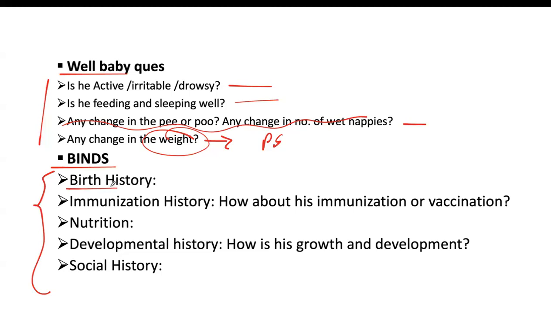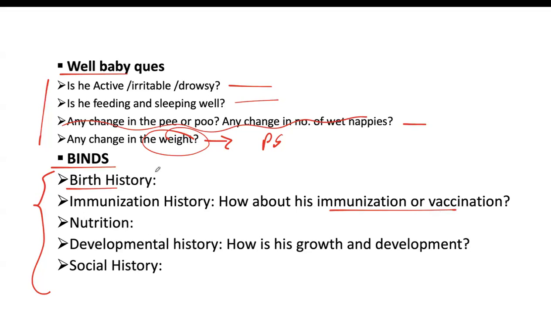For birth history, there are a lot of questions that you can ask, but for cases like this, we just ask, how was his birth? Was there any complication? Is he a term or preterm baby? That's the only question we would ask. Again, how was his birth? Was there any complication? And was he a term or preterm baby? How about his immunization or vaccination? Is he up to date?